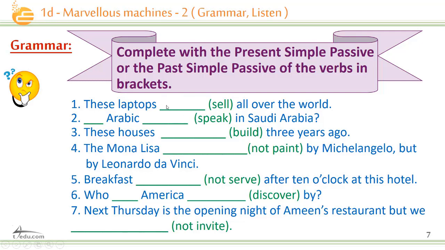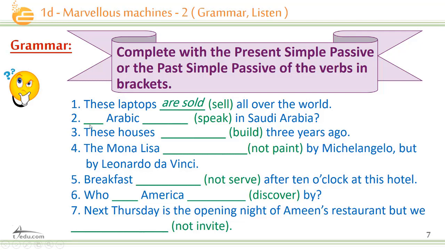So what do we say? We need a helping verb. Verb to be. Yes. What do we call it? What are we going to add? What is the appropriate one here used? Very good. Are. These laptops are. And the past participle form of the verb sell, which is an irregular verb, is sold. Very good. These laptops are sold all over the world. Excellent. Okay. Now let's see number 2.